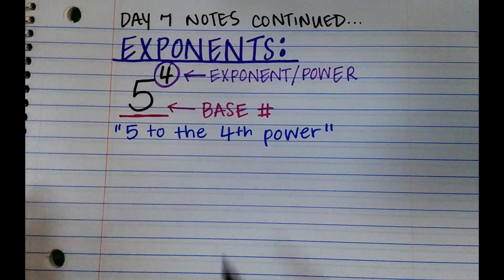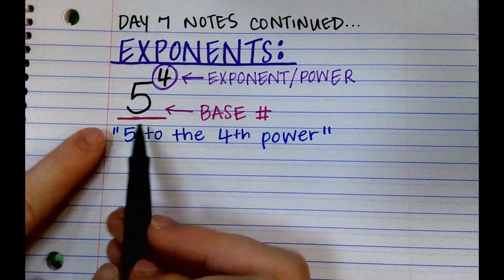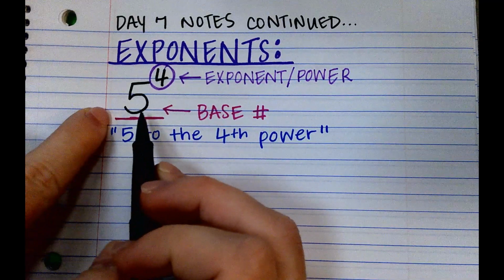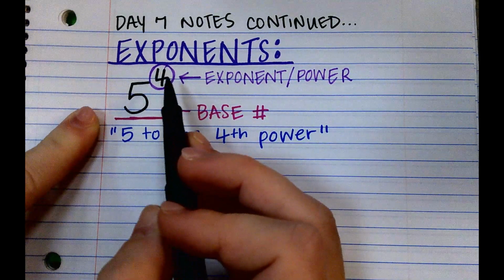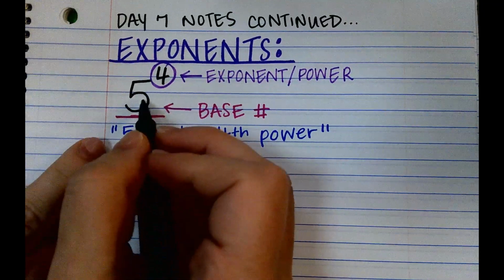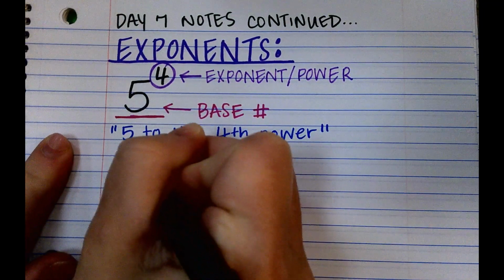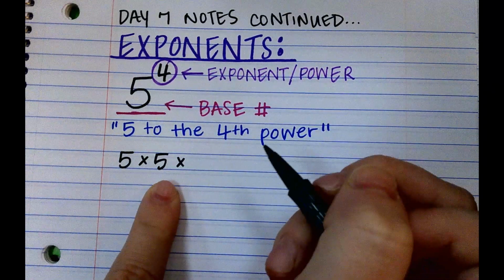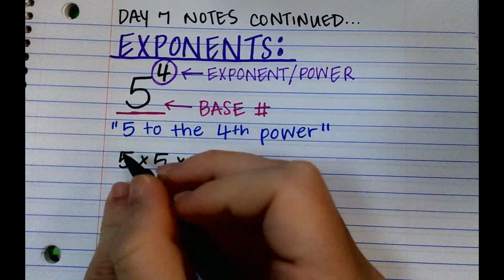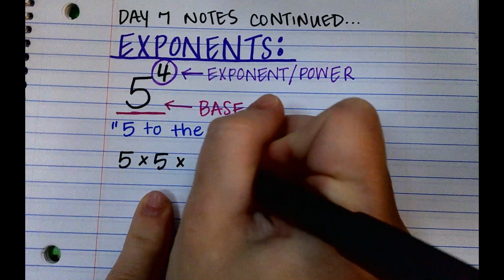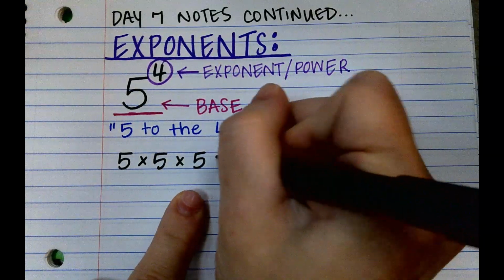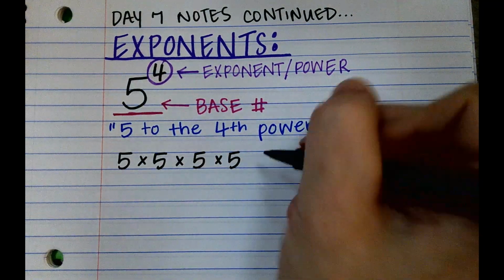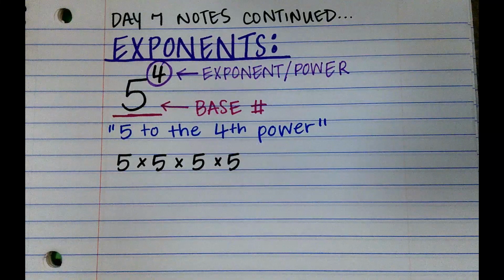What this means is when I take a base number to a certain power, I'm multiplying the base number however many times the power tells me. So I'm going to do 5 times itself four times. 5 times 5, that's two. Times 5, that's three. Times 5, that's four. This is 5 to the fourth power. So 5 times 5 is 25.